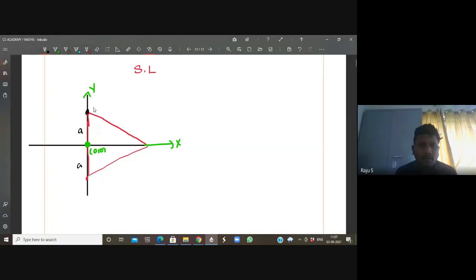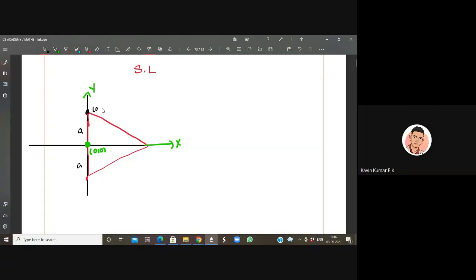Then what about this point? Clearly, (a, 0), (0, 0), and (0, a), and this one is (0, -a), and this one is (0, -2a)... So what about this one?